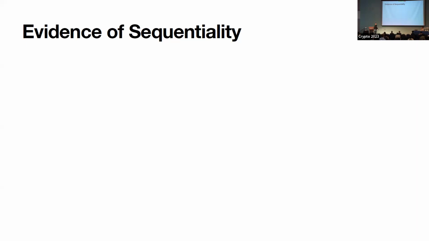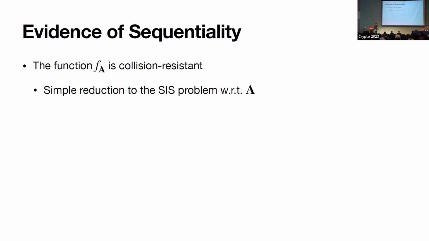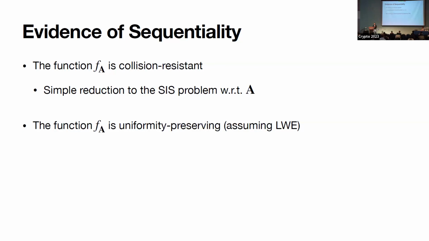Now, why do we believe that this function is sequential? Well, we can prove some stuff. Of course, we cannot prove that this function is sequential based on traditional assumptions. But we can prove that this is collision resistant as a hash function. And this is just a very simple reduction to the SIS problem with respect to the matrix A. We can prove that this function is uniformity preserving, which essentially says that the marginal of each function step is uniform, provided that the input was uniformly sampled. Again, not very difficult to prove.